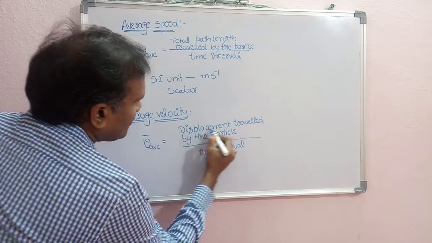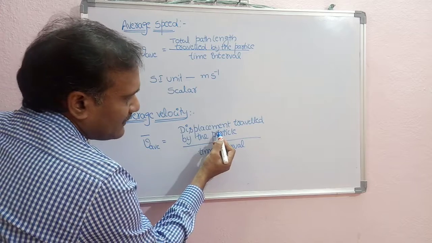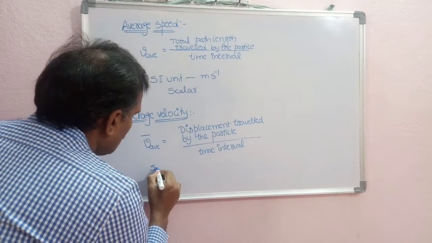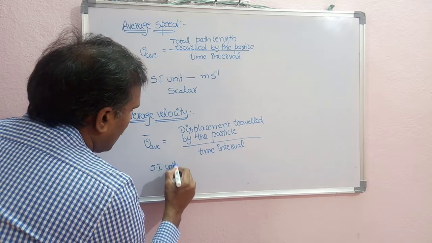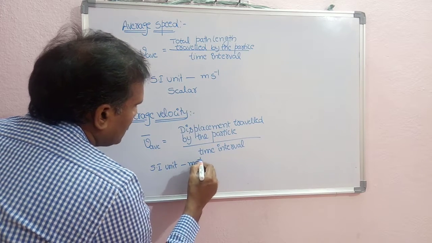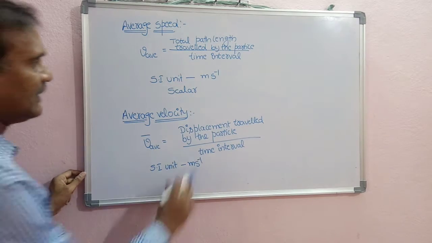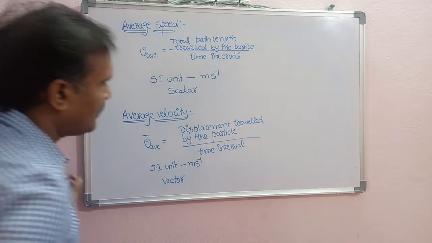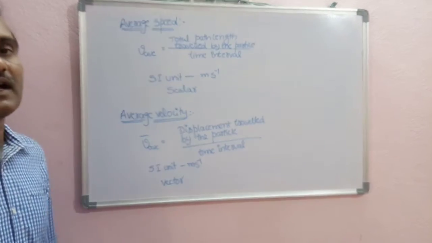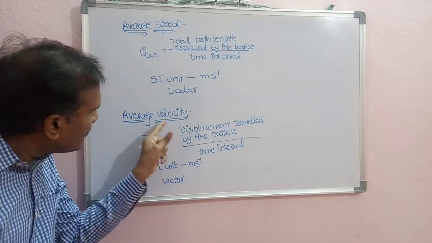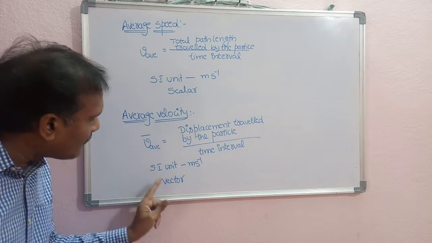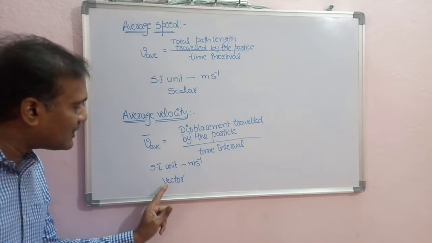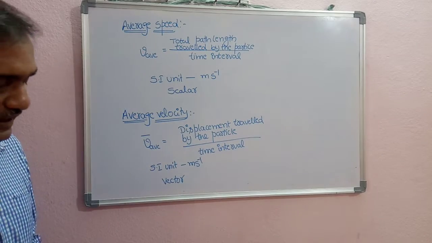Now, displacement has the unit meter and time interval has the unit second. Therefore, its SI unit is also meter per second or meter second inverse. It is a vector quantity. Because displacement is a vector, average velocity also has both magnitude and direction. That's why average velocity is a vector quantity.